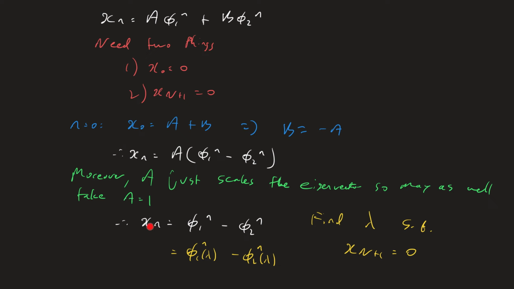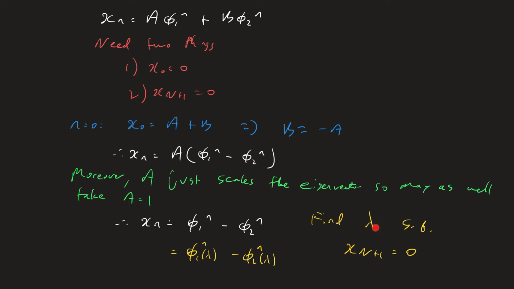This means that we now simplify our solutions. We throw out all the solutions, we just care about this particular solution here. This solution will satisfy x0 equal to 0, and we only want to know whether or not we can find a lambda, because lambda will change the values of phi1 and phi2.